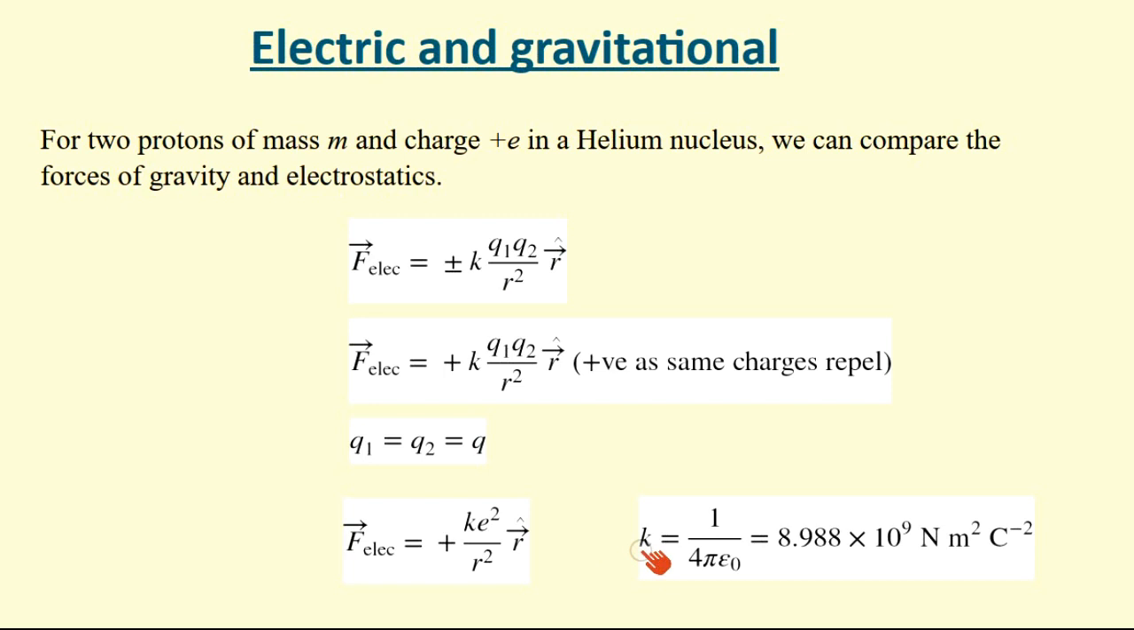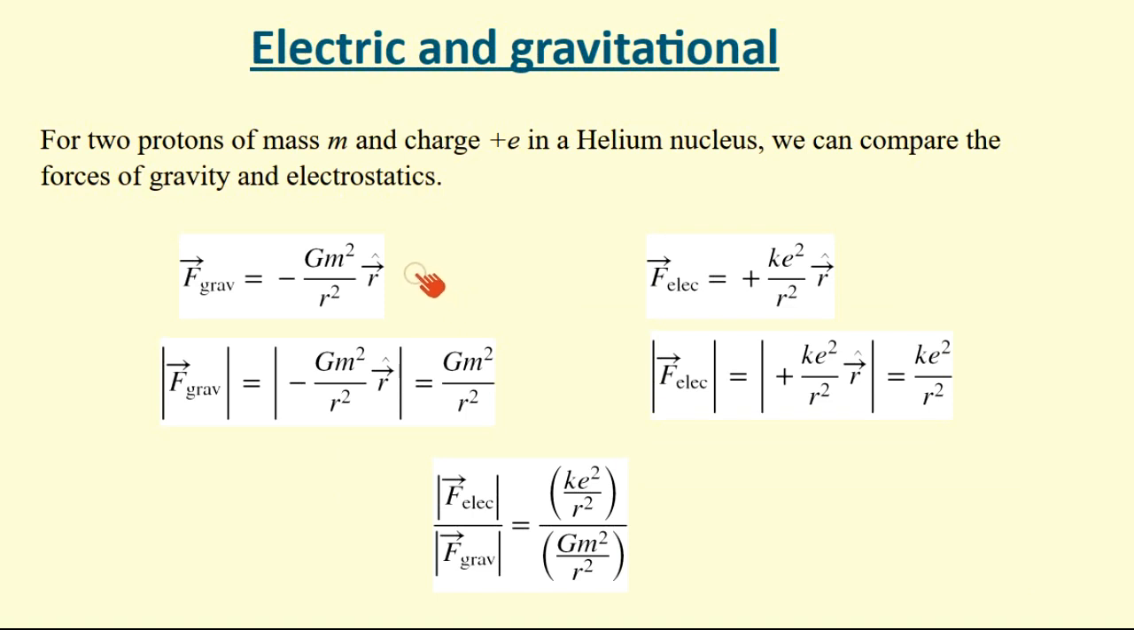Conversely, the constant of electrostatics is a large number. It's 1 over 4 pi epsilon naught, which is 8.988 times 10 to the 9 newton meter squared per coulomb squared, normally rounded to 9 times 10 to the 9, a nice easy number to remember. So we can now compare these two equations.